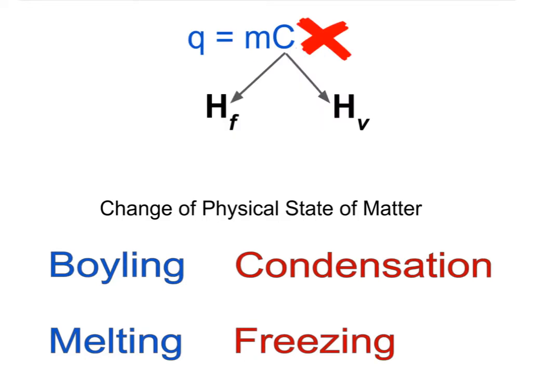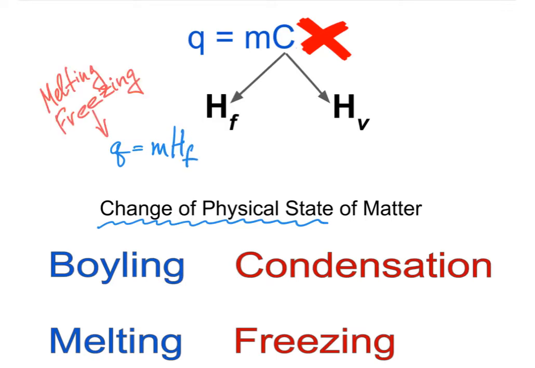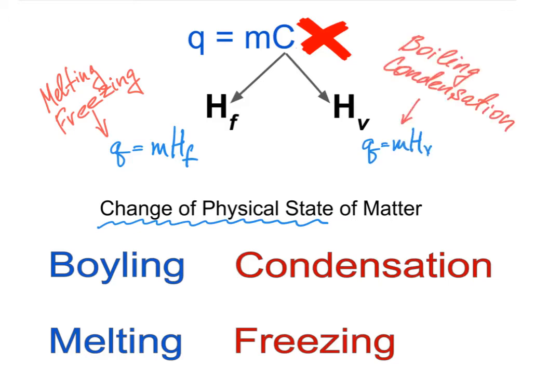To calculate the amount of heat that was absorbed or lost by the substance during the change of physical state, we will have alternate formulas. We will calculate heat as the product of mass times heat of fusion when the substance is melting or freezing, or heat will be calculated as mass times heat of vaporization when the substance is boiling or condensing.